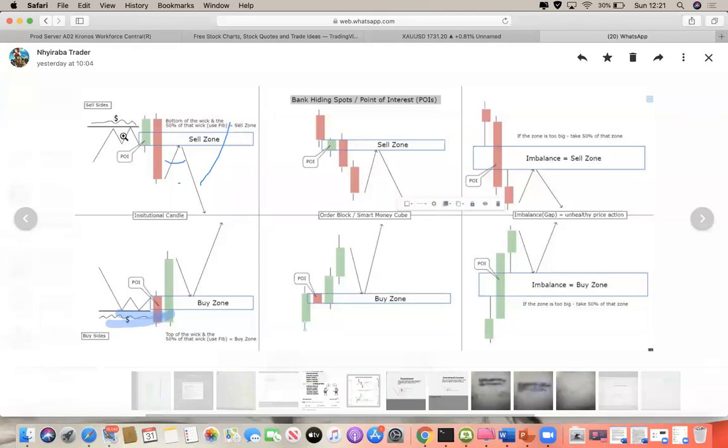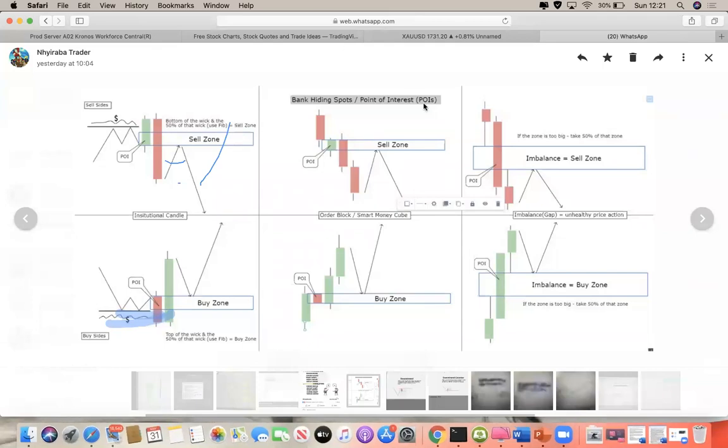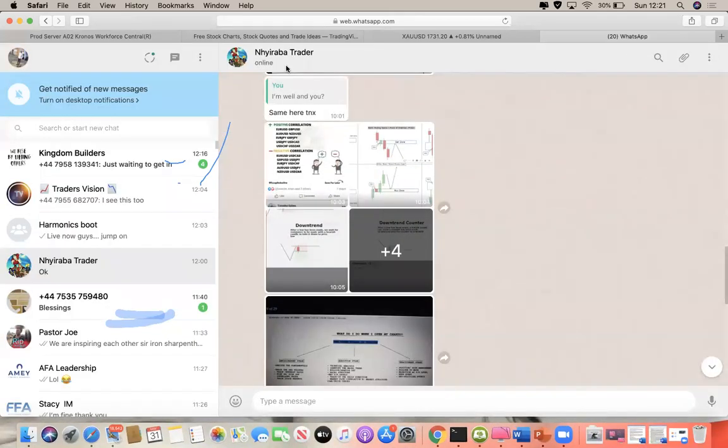The shape M and W, that's where we're looking to enter trades, right? That is exactly where smart money is looking to sweep our stop losses.